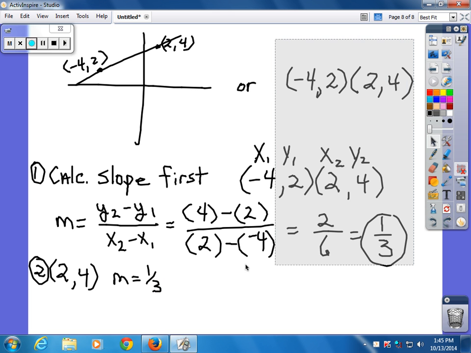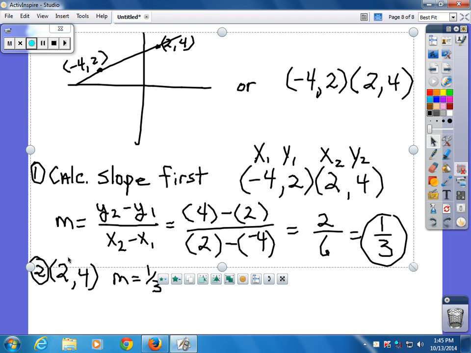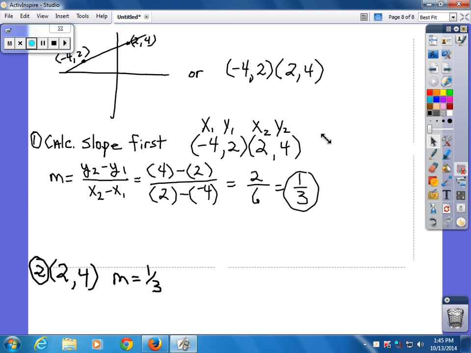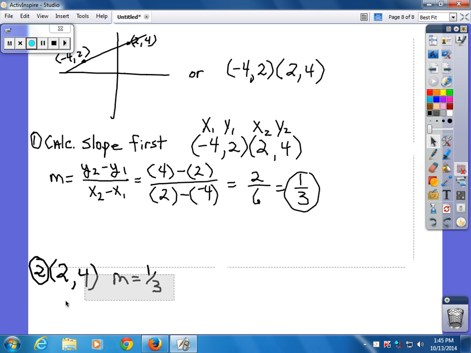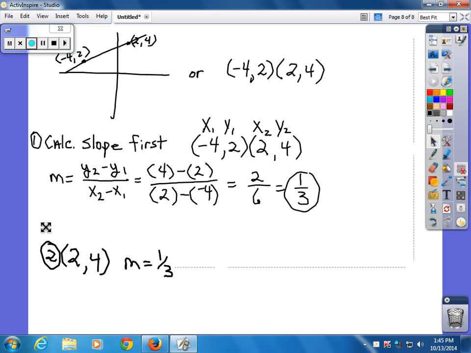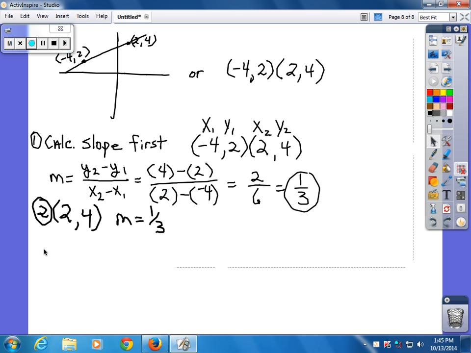I don't want to turn to the next page. All right. So, here we go. This is x sub 1. This is y sub 1.